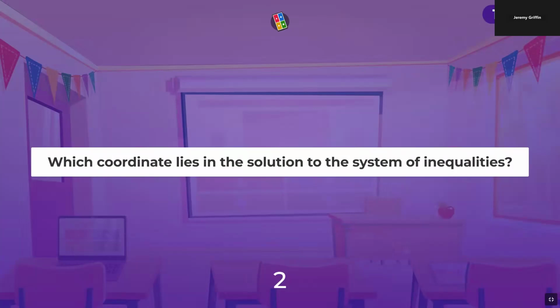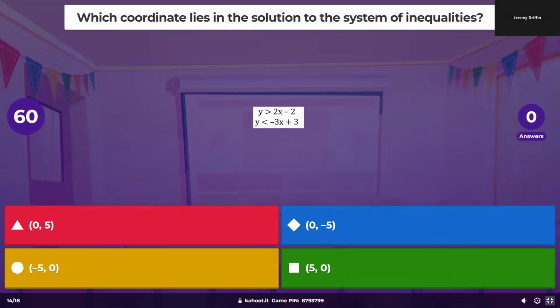Which coordinate lies in the solution to the system of inequalities? Now, there can be many correct answers, but out of those multiple choice options, only one of them actually works.